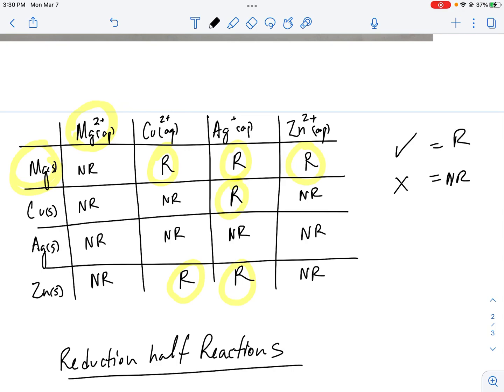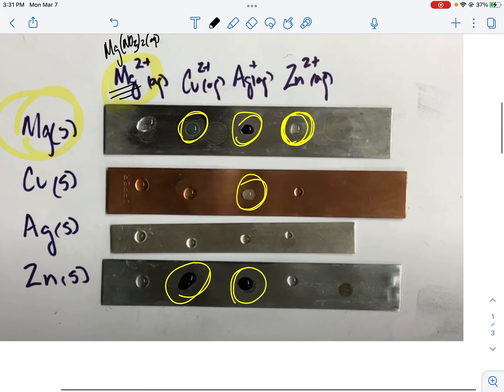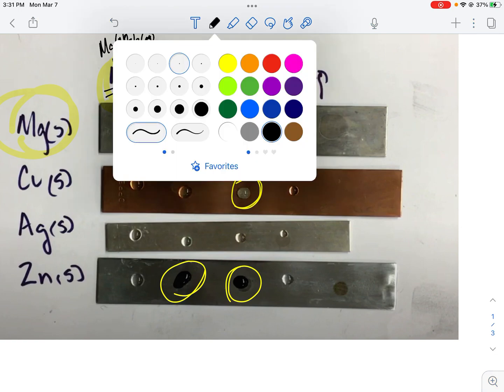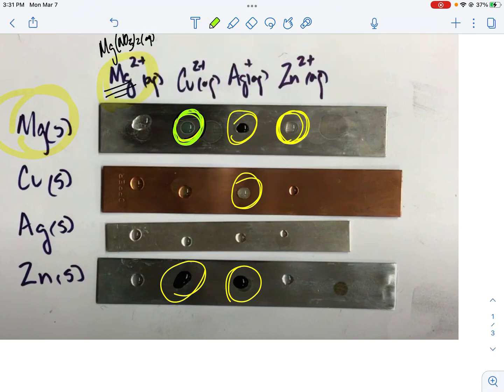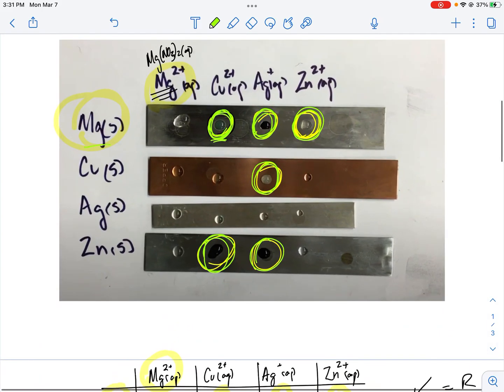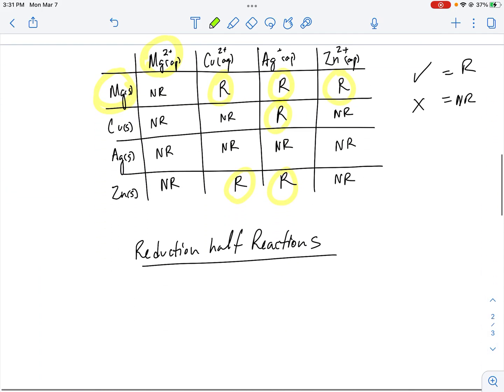So you're going to see both of those things. But what this means is that when copper 2 ion was put on magnesium solid, there was a spontaneous reaction. When silver ion was put on magnesium solid, there was a reaction. And zinc, there was a spontaneous reaction. So each of these represents a spontaneous reaction. And a spontaneous reaction occurs without giving them extra energy. So they had enough energy to overcome their activation energy.